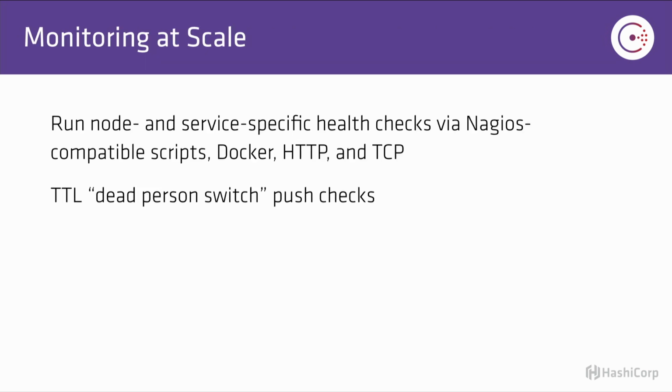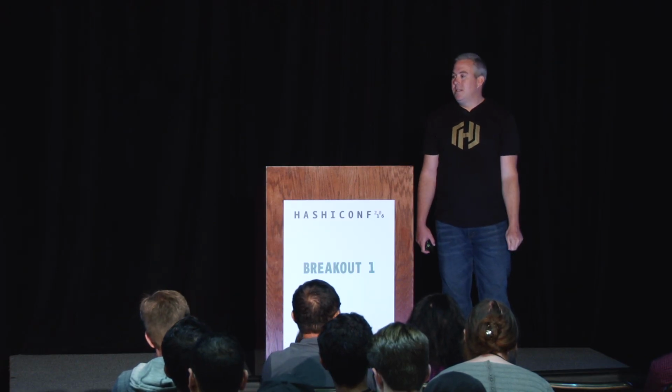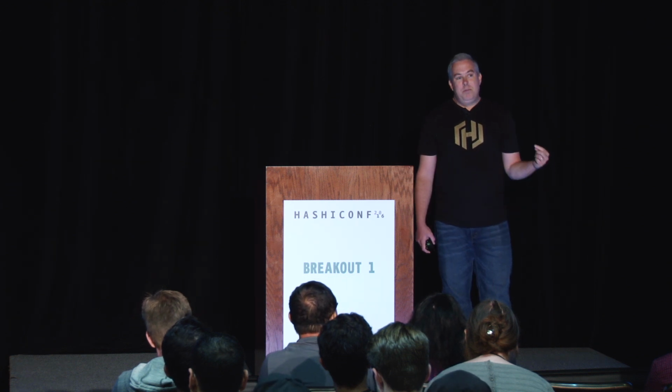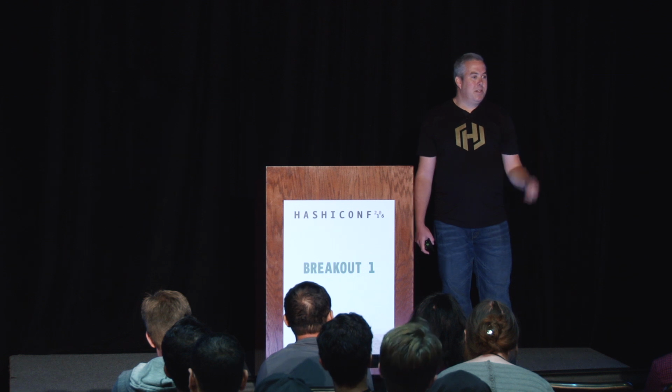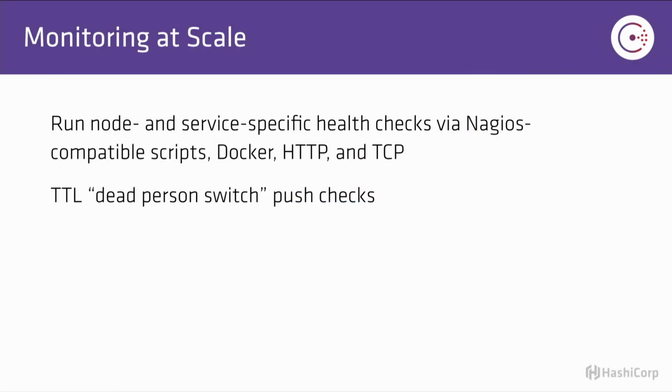For monitoring at scale, you can run node-specific checks. So those are checks that Consul will run anywhere the Consul agent is running to make sure the machine is healthy. And then as we mentioned before, you can have health checks that are specific to the services that you've configured in Consul as well. They're Nagios compatible script checks, so there's a huge library of open source scripts that you can run. You can run health checks inside of Docker containers. You can hit HTTP endpoints. You can see if you can do a TCP connection. There's a lot of built-in things.